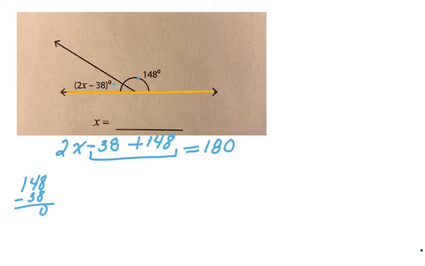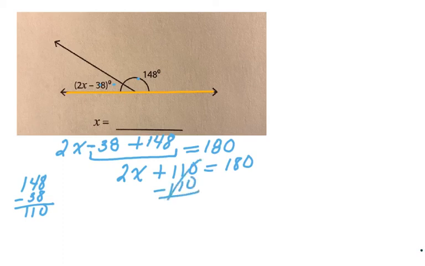8 minus 8 is 0. 4 minus 3 is 1. And then I bring down my 1. That's 110. So now I can rewrite my problem. 2x plus, because this is a positive, 110 equals 180. Now I can complete my equation. Minus this from both sides.